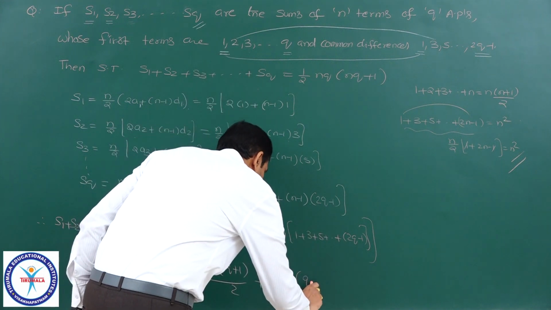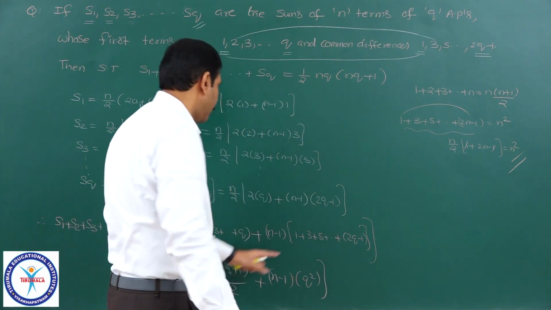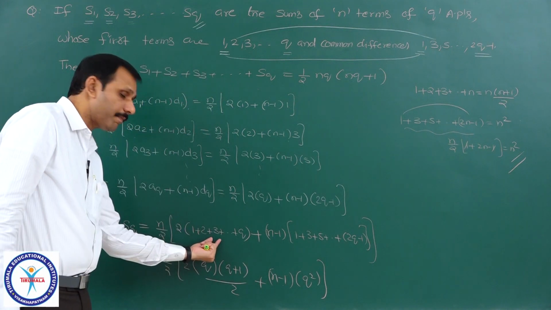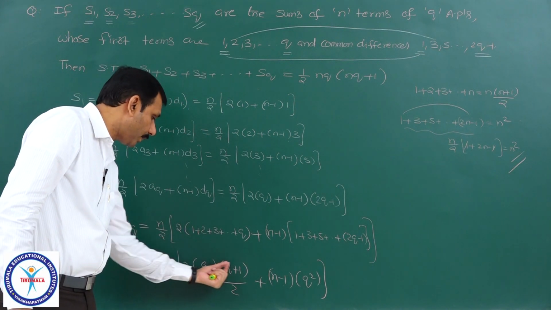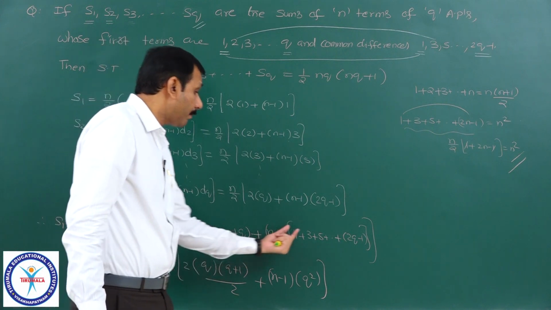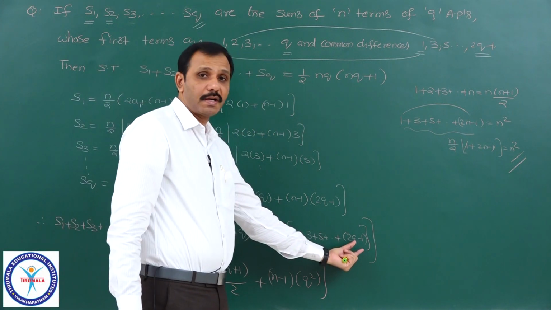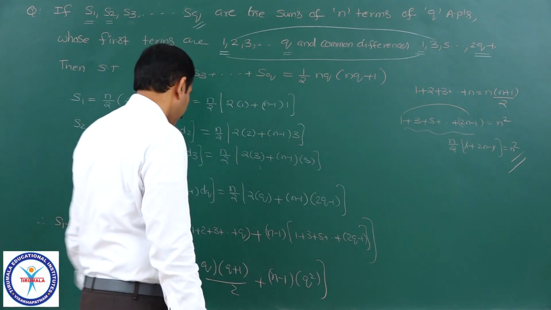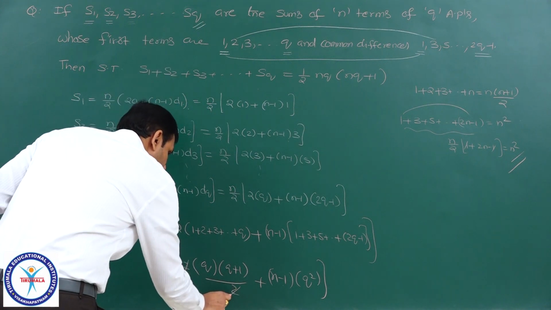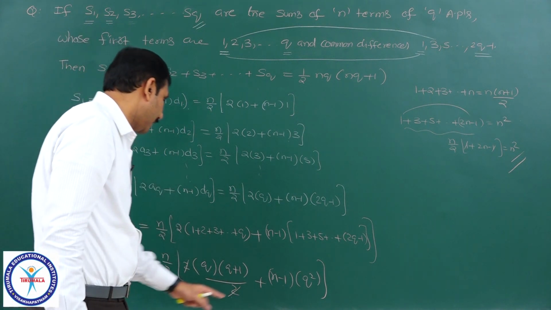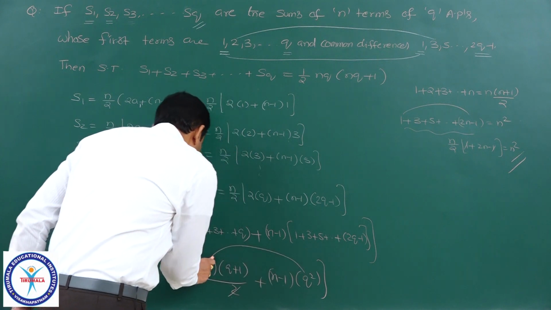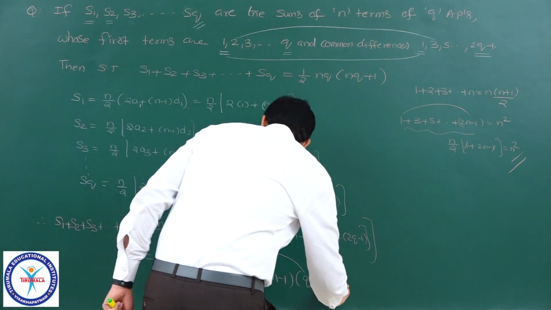n minus 1 into, I will write, q square. This is the simplification of this. Here the sum of first q natural numbers is directly q into q plus 1 by 2. Here the sum of first q odd natural numbers is equal to q square. Here of course 2 cancels. And observe what term I can take common. Here q is common. I will take that common.